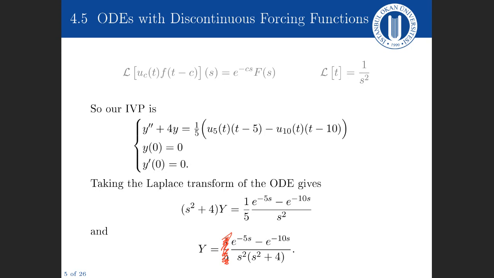On the top, we have exponential functions. We can also forget about these. Forget about the exponential functions, and let's just pretend that the function on the top is 1. This makes it a bit easier. First, we will find the inverse Laplace transform of this easier function, and then we'll worry about the exponential functions and the 1 over 5.